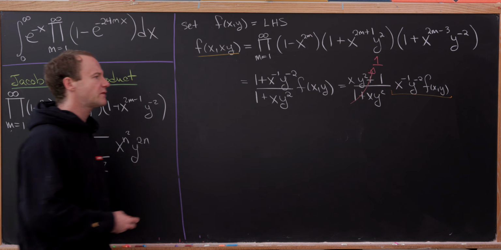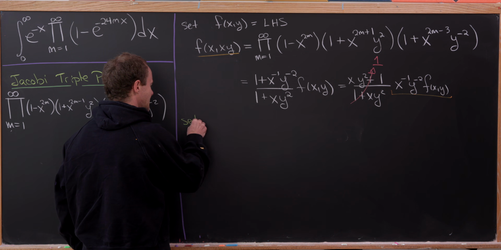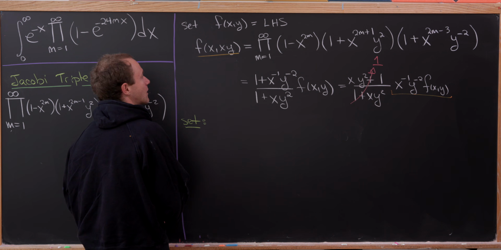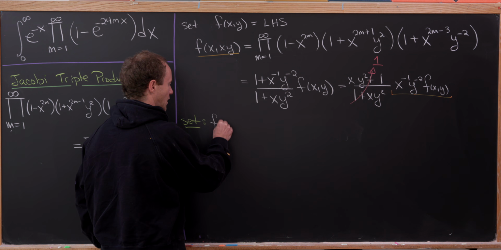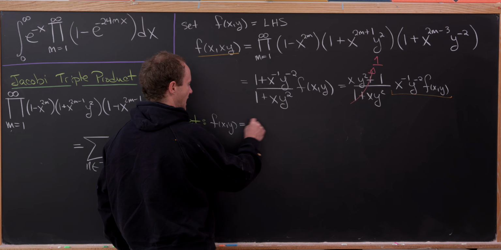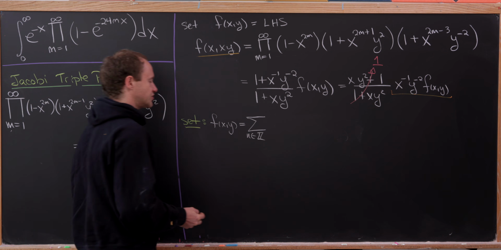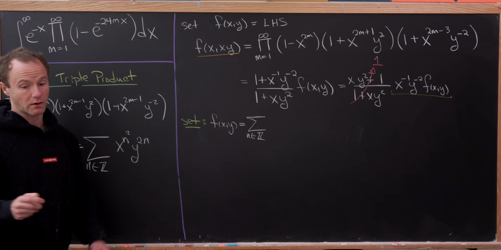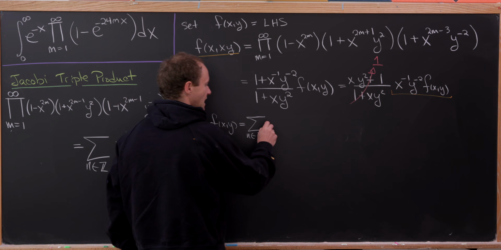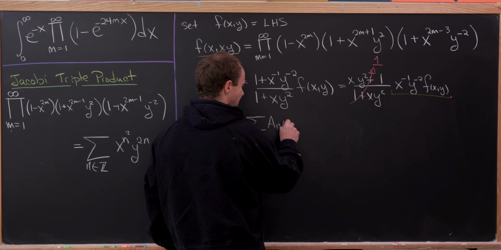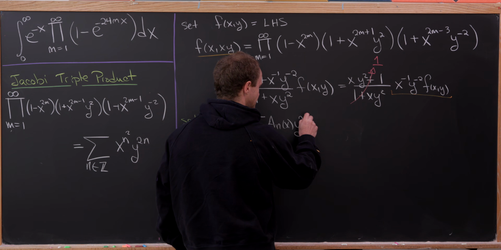Now, before we move on to the next step, I'm going to expand my original function f of x, y as a power series in y. So that's going to be the sum over all integers. So this is really like a Laurent series, if you will, of a sub n of x times y to the 2n.